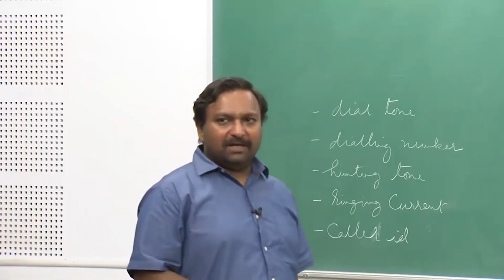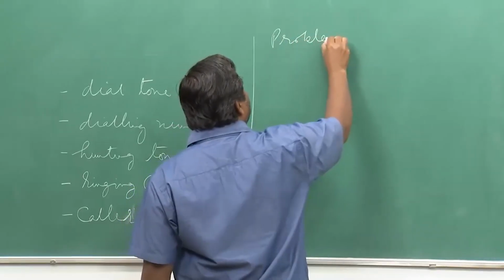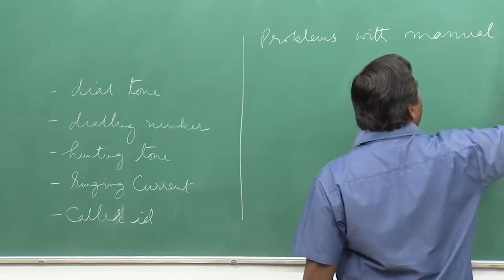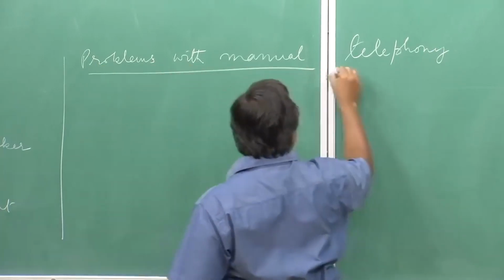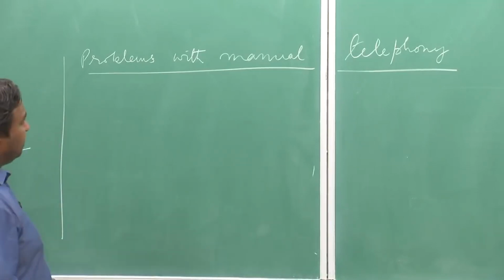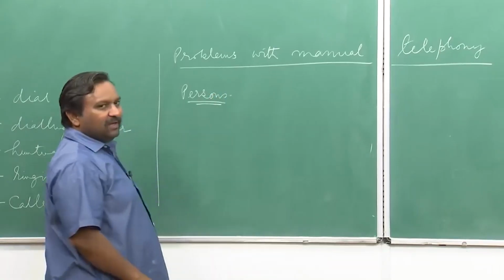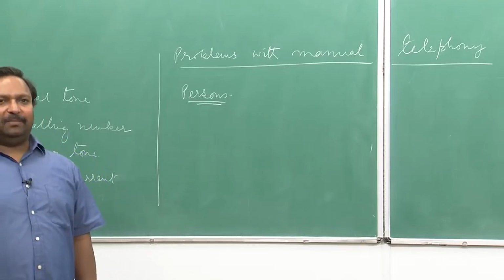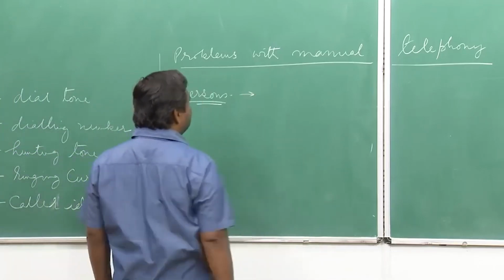But still there were problems in the manual telephony systems. So, what were those problems? The problems with manual telephony were these: you required people. That itself is a problem, because people's moods change, they can be angry, they can be upset, and they can forget things. So, that was one fundamental problem. We wanted something reliable.